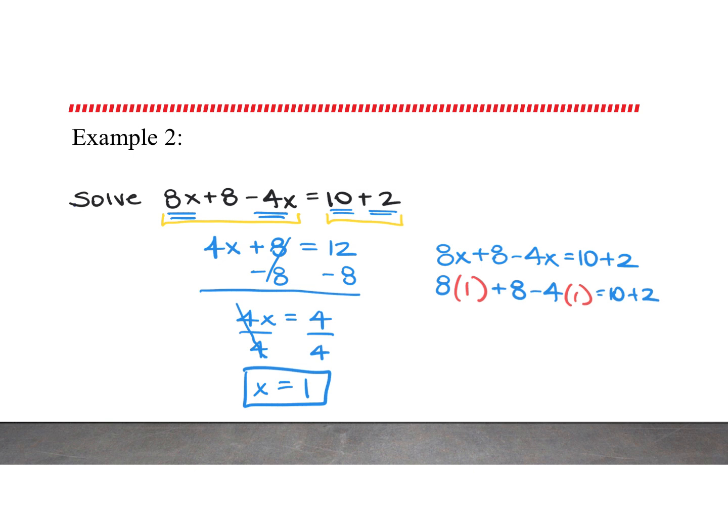Order of operations here. So we're going to multiply first. 8 times 1 is 8. 4 times 1 is 4. Then we're going to combine like terms on both sides. So 8 plus 8 is 16. 10 plus 2 is 12. And then I've got one more on the left here. 16 minus 4 gives me 12 equals 12. We're good to go.